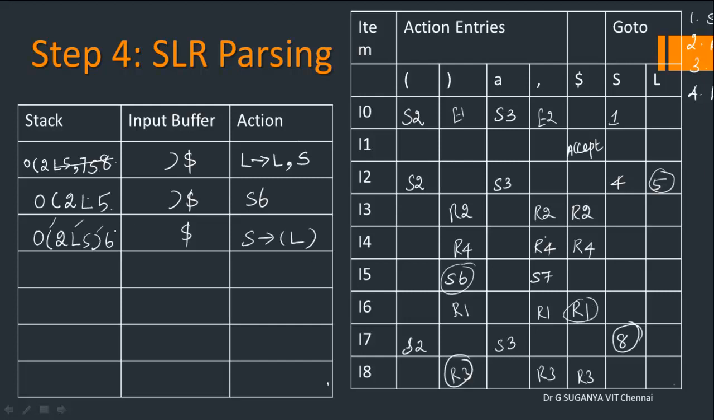Left bracket L close bracket. And all the 6 you have to delete. Push S onto the stack. What is 0 comma S? It is 1. Then what is 1 dollar? Yes, it is accept. So that's the end of SLR parsing.